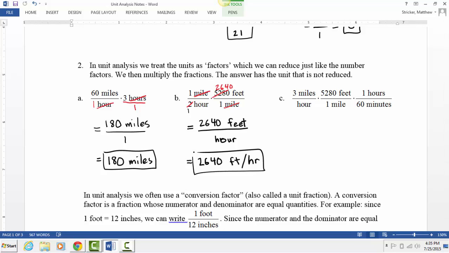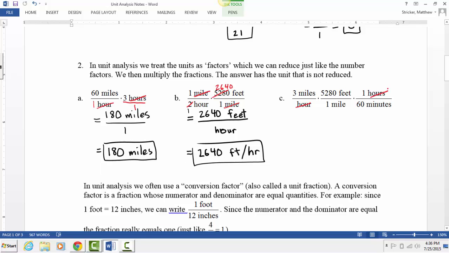And we have one that's a little bit more complicated. Last example, C, looking for things that we can cancel. Notice we have hours down here and hours there. And we have miles here and miles here. Feet and minutes, those don't cancel.